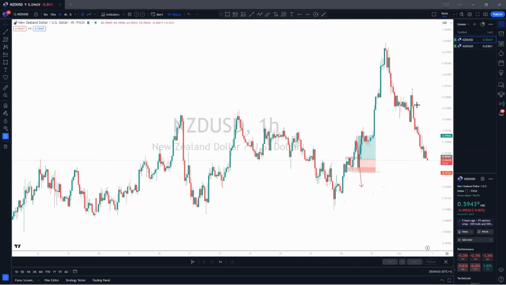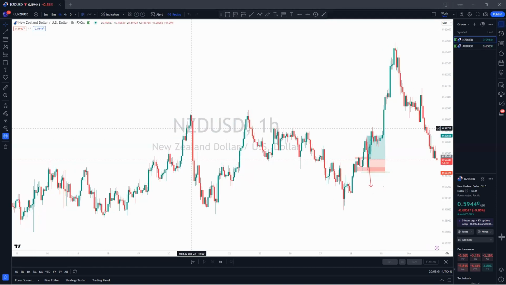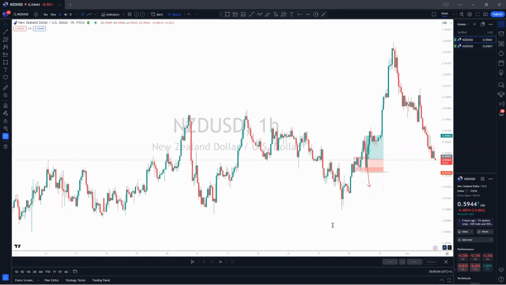Yeah, stop loss was actually very tight. I think what I was trying to do here was just get that nice entry at that level. If we had put our stop loss above the other high, it would not have taken us out.